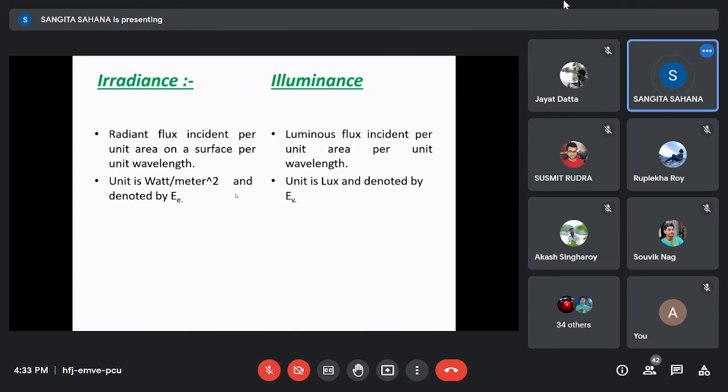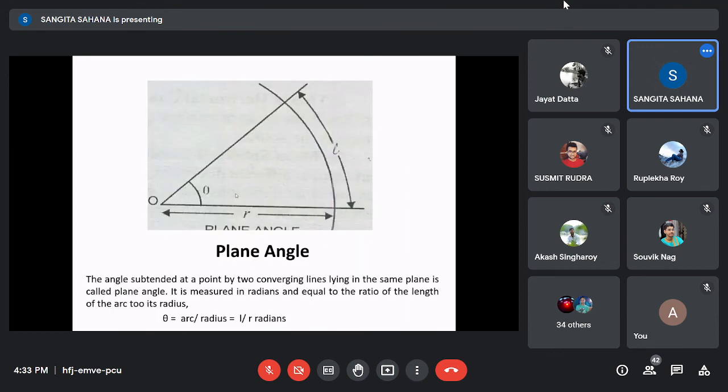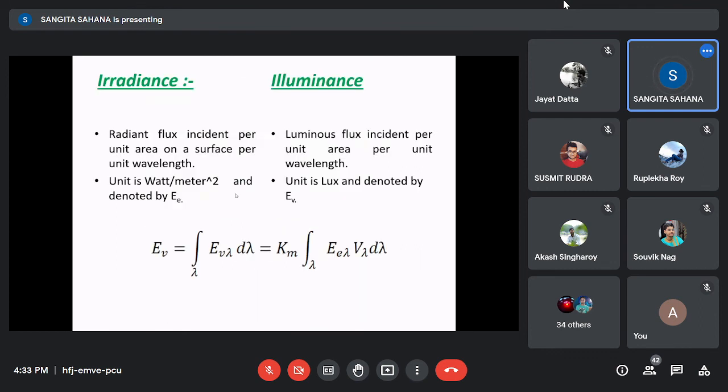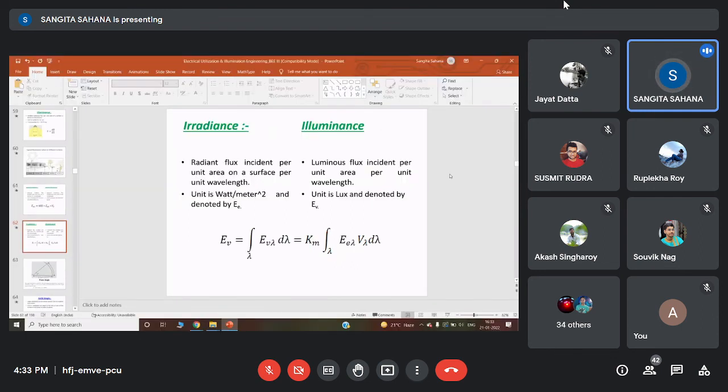Okay. What's the time? Okay, so today it's up to illuminance and irradiance. So any question? Anyone? Can any one of you explain this expression, EV? Anyone?